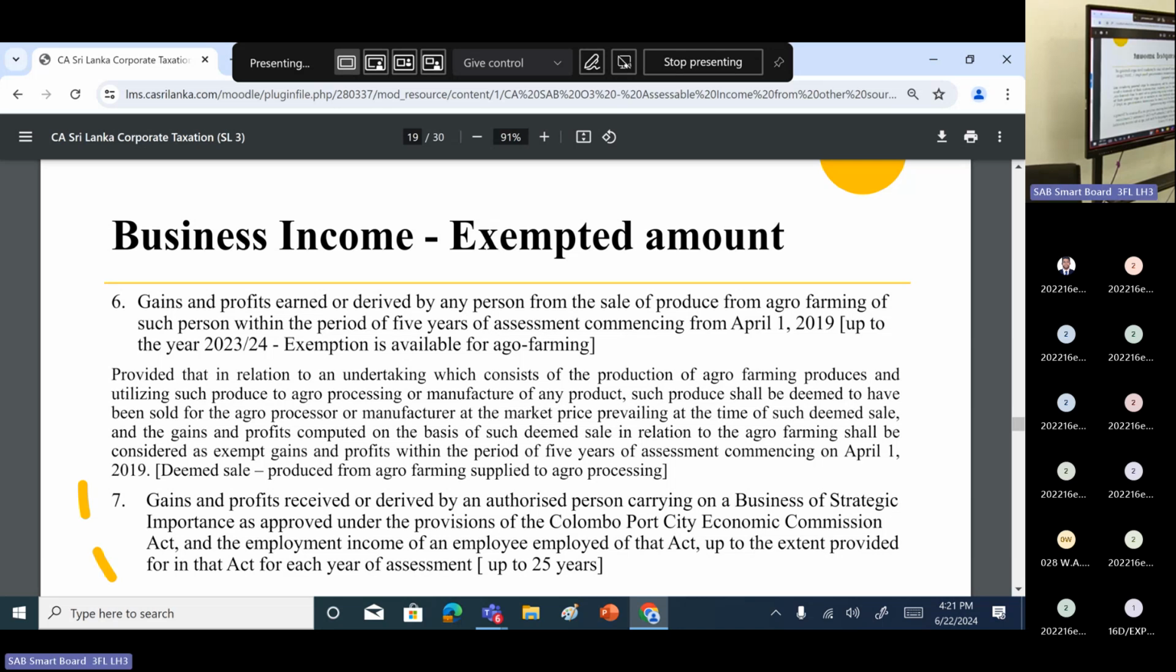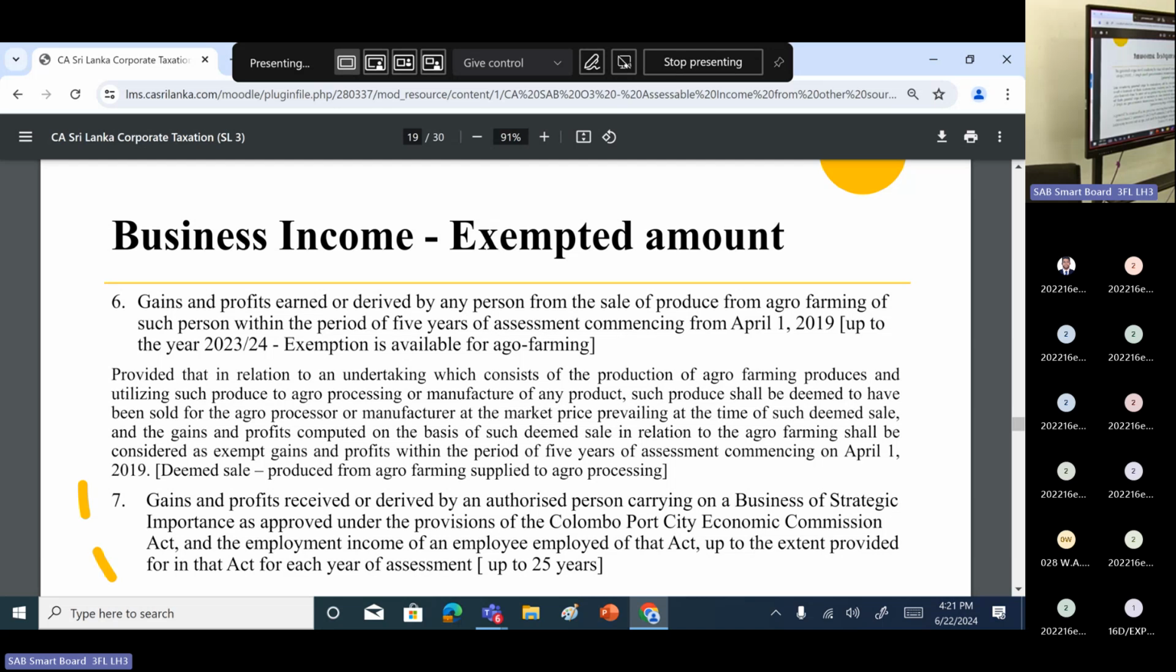So what it means is, say, if somebody has agro farming and agro processing, the agro farming is tax exempt, but agro processing is liable. Say I have a cinnamon estate and I am manufacturing cinnamon oil. Then the agro farming part should be exempted. Therefore, if somebody is using the produce from the farming in the manufacturing process, then we have to recognize a deemed sale using the market price at the time of the sale.